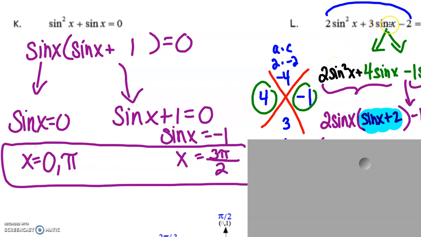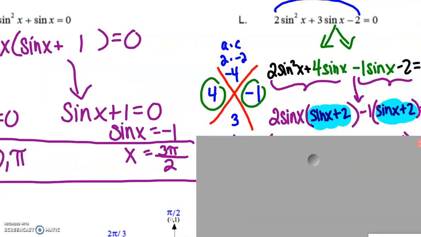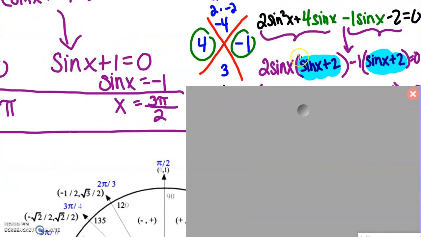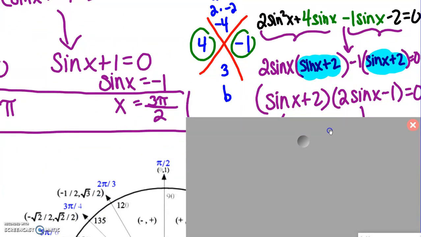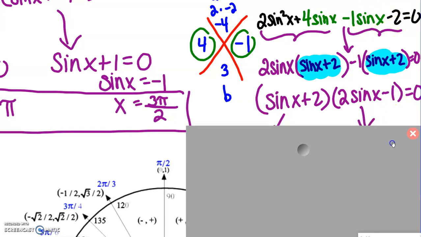I could rewrite 3 sine x with my 2 factors. So 4 sine x minus 1 sine x. And then I still am going to write minus 2 and set it equal to 0. Then remember, we factor out our greatest common factor, which is 2 sine x. When I factor out 2 sine x, I'm left with sine x plus 2. Between these two, they don't really have anything in common but a negative 1. So I can factor out a negative 1.